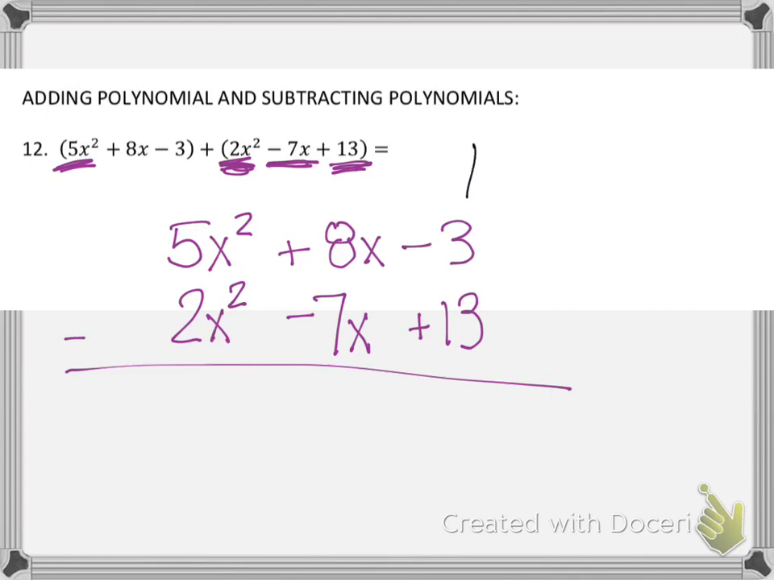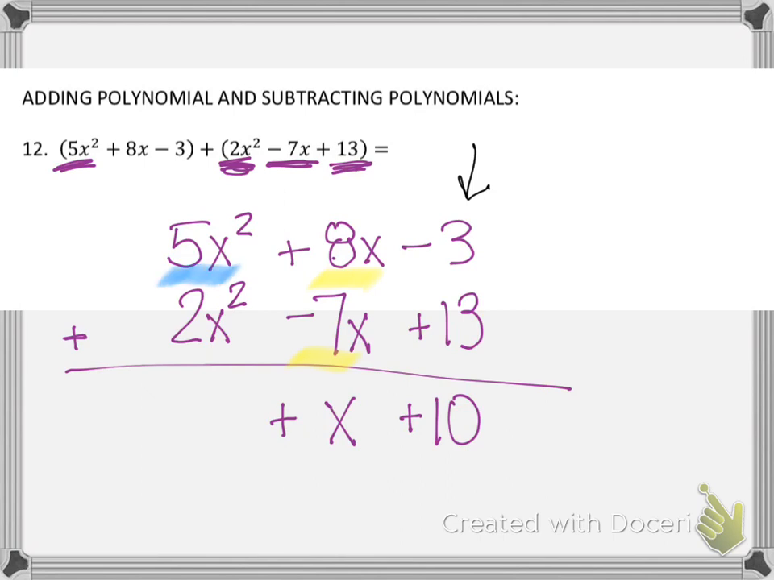And then I have just this simple addition problem in which I'm using my columns to add all of my integers up. So if I have negative 3 plus 13, that gives me a positive 10. I have 8 plus negative 7. If I add those together, I get a positive 1x. I can write that 1 there, but I also don't necessarily need it.